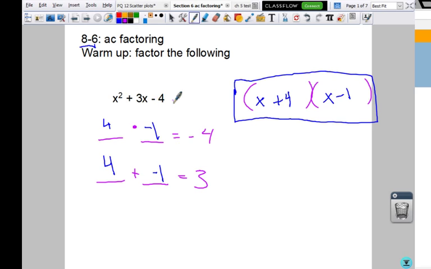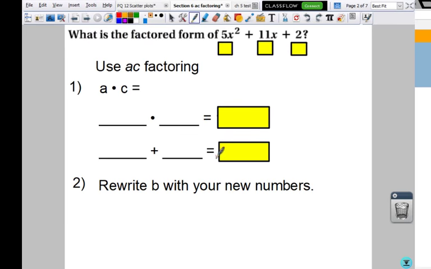Alright. So what we're doing today, we're going to get a final answer that is going to be pretty similar to our warm-up answer, but our stuff today is going to be a little more complicated. Today's stuff isn't really super difficult as much as it is time-consuming. So it's going to take some time, so you've been warned. Okay. We're going to find the factored form of 5x squared plus 11x plus 2.